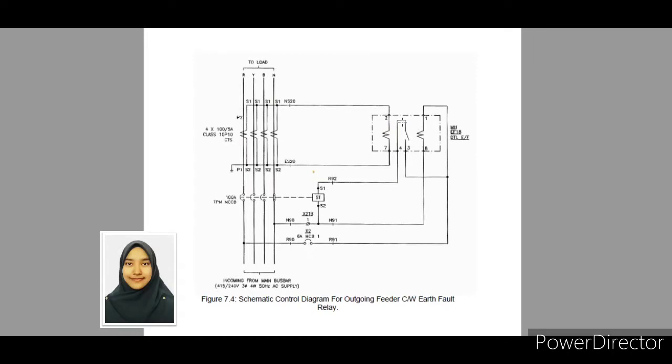And this is the contact. There is two types of contact, which is normally open and normally closed. And in its diagram, we use normally open. So, in normal condition, this contact is open. If fault happens, this contact will close and connect the circuit, so it will give a signal to the circuit breaker to open.